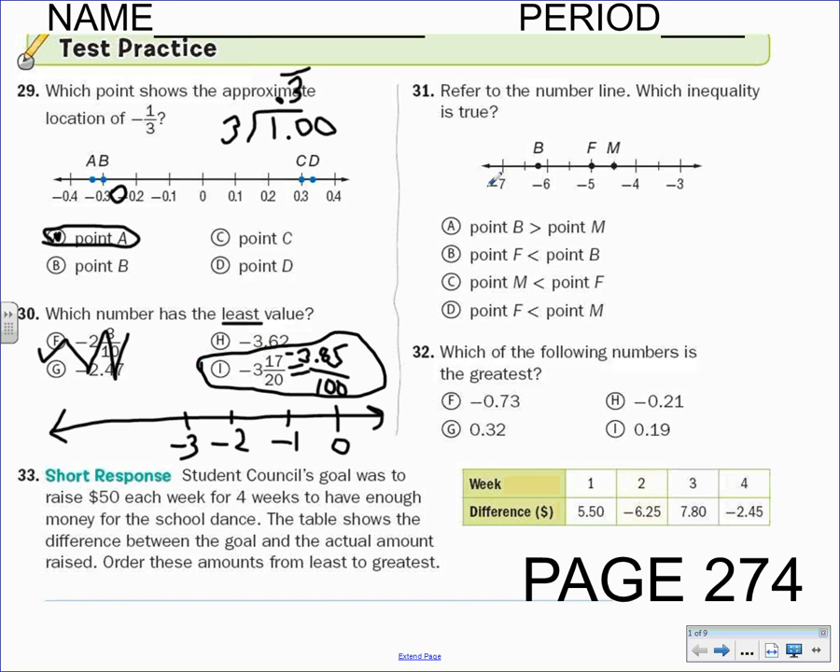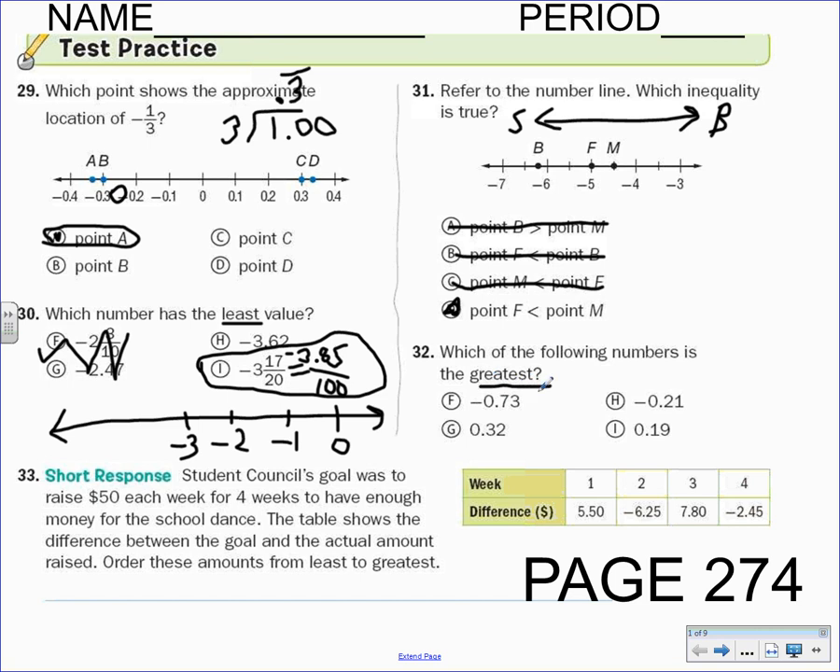All right, which is true. Remember, the further this way you go on a number line, the bigger it gets. The further this way you go, the smaller it gets. So the smallest one is B, the biggest one is M. I'm looking at these. Is B bigger than M? No, it's backwards. So it's smaller. Is F bigger than B? No, I'm sorry. Is F smaller than B? No, it's not. It's bigger. Is M smaller than F? No, M's bigger than F. It's further to the right. Is F smaller than M? Yes, it is. The answer is D.